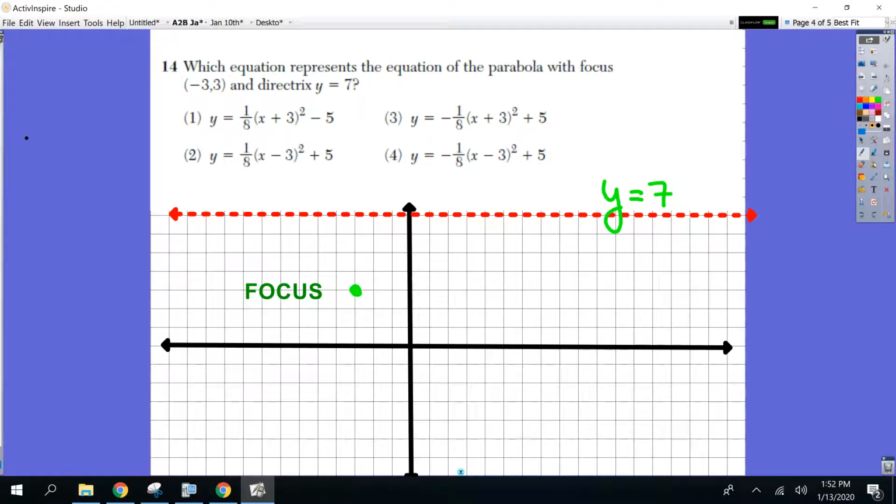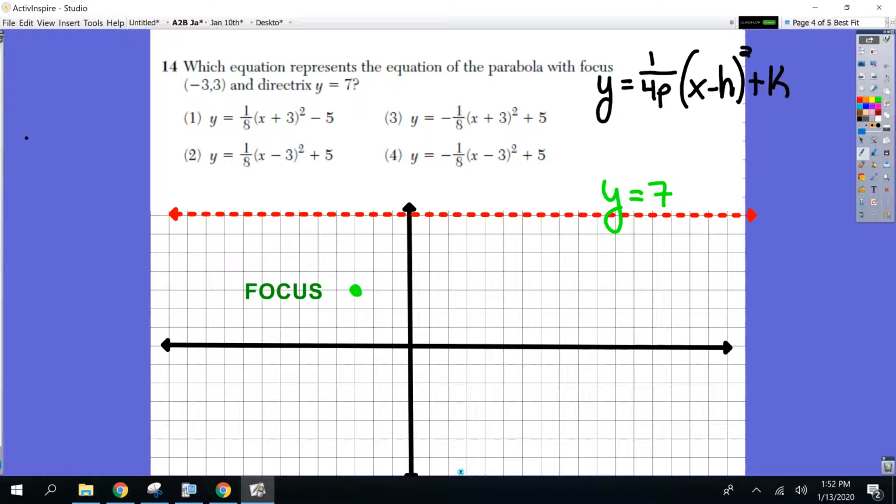Okay, ready? Formula. If you remember it off the top of your head, great. If not, look on your formula sheet. y equals 1 over 4p. Make sure 4p goes in the denominator, all right? Times x minus h all squared plus k.